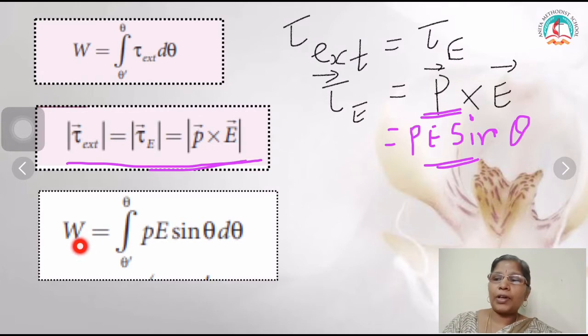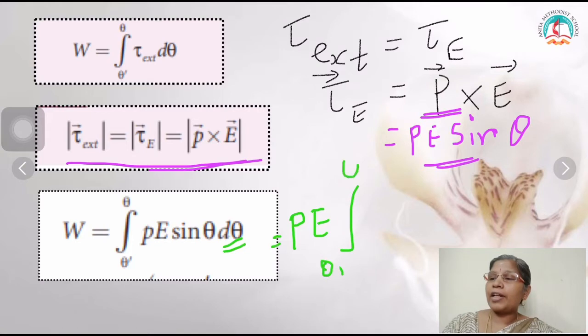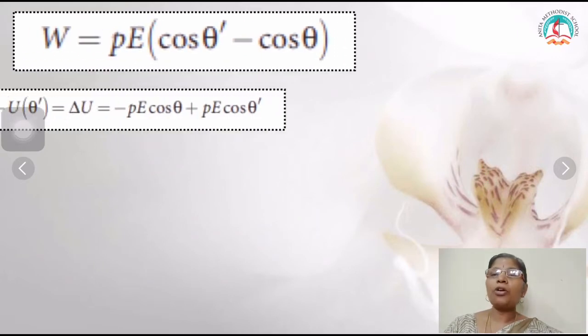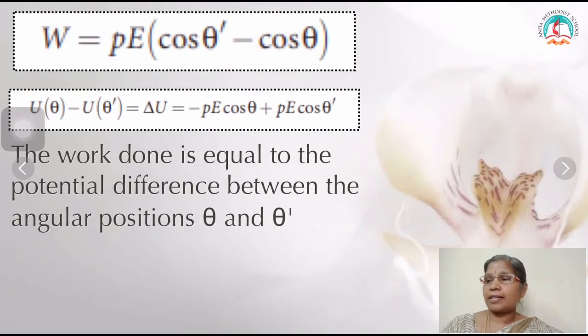So W is equal to, I am substituting the value of modulus P cross E, which is PE sin theta. So with respect to theta you are integrating. The dipole moment is constant and E is constant. Inside the integration I will get only sin theta multiplied by d theta. When you integrate sin theta, what answer will you get? You will get minus cos theta.